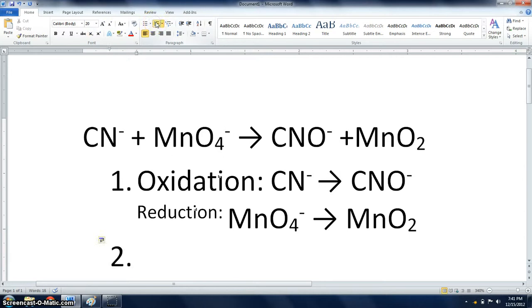And our next step is going to be balancing our oxygens. And you balance oxygens by adding H2O. So in our oxidation half-reaction, we have an oxygen on one side. So to balance that, we're going to have to add a water to the left side. So that is going to give us this, which I'm going to type here.